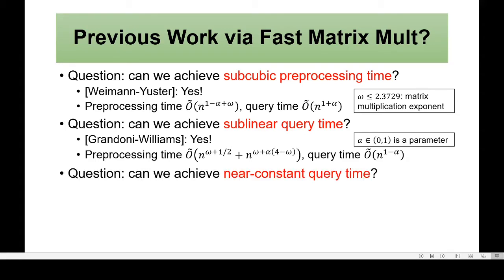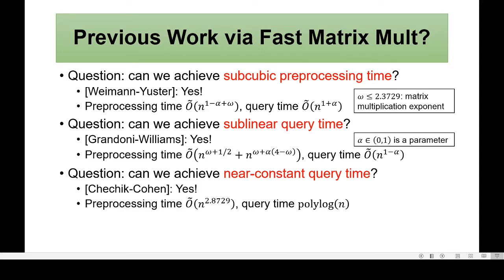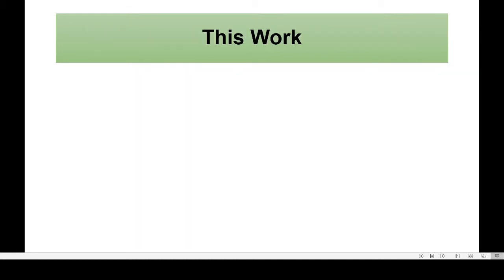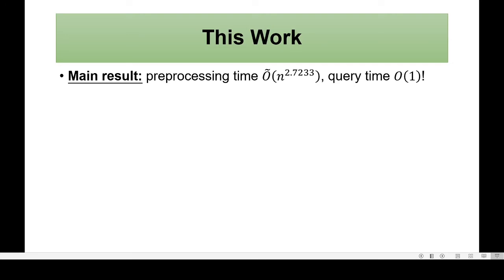However, we still want as fast a query time as we can. So can we achieve near constant query time? This problem was addressed by a recent work by Chechik and Cohen, and they gave a DSO with preprocessing time O(n^2.8729) and query time polylog n. Now we can introduce our main result. We show how to build a DSO with preprocessing time O(n^2.7233) and constant query time.